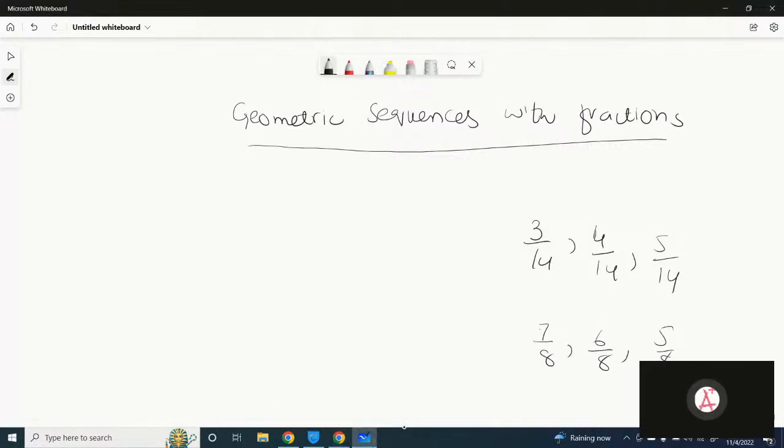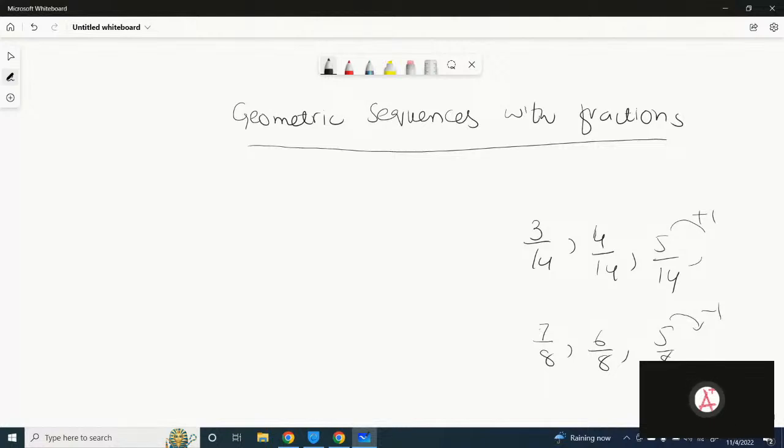So their numerators are either adding or subtracting. Like for this one, you have to add 1. Got it? And for this one, you are subtracting 1. So when you are adding or subtracting some numbers in the sequence, that means they are arithmetic sequences. Got it? So now we are going to learn the geometric sequences.